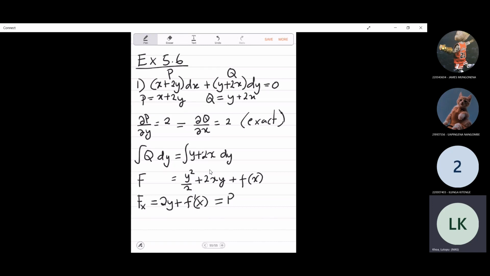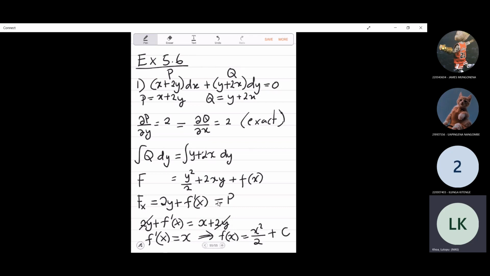So this means that 2y plus some function f prime of x, which we have to work out, is equal to our p here, which is x plus 2y. And then you can see that the 2y's cancel. This means f prime of x is equal to x, and therefore f of x is x squared divided by 2. Okay, so now I add the constant of integration, plus c.